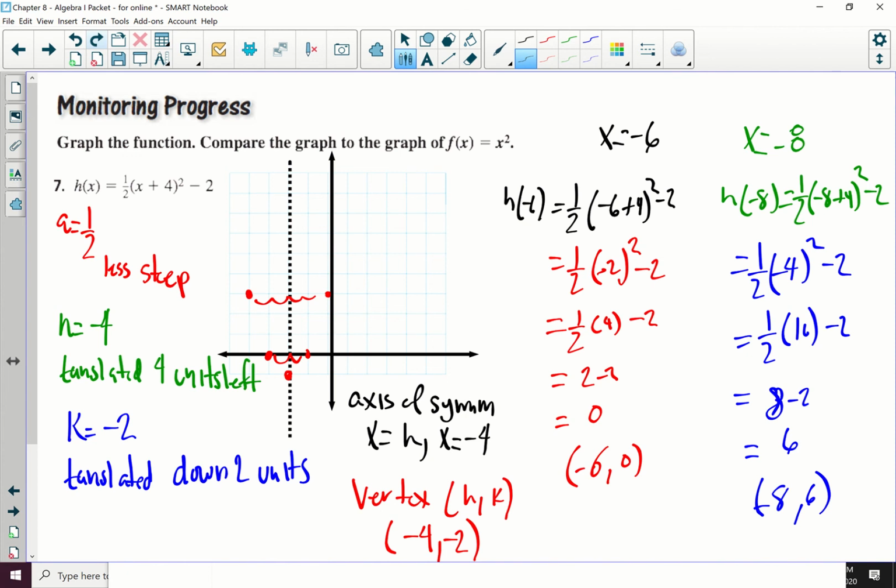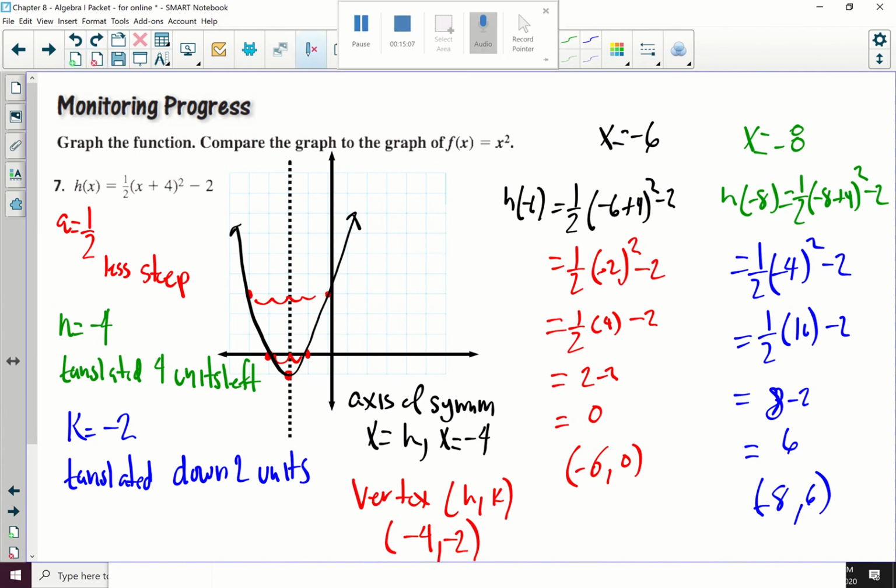And remember, this is a parabola, so it looks like a U. It looks like a U. I'm sure yours will look a lot better than mine, but there it is. So a, h, and k we figured out at the beginning. We found out the axis of symmetry was x equals -4. That's that dotted vertical line that we graphed. It's symmetric about that line on the left and on the right. Our vertex is at (h, k), (-4, -2). We did a little bit of math to find 2 points that this parabola goes through. And that is how you graph this function.